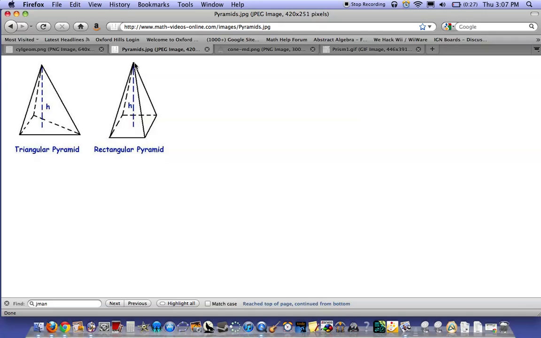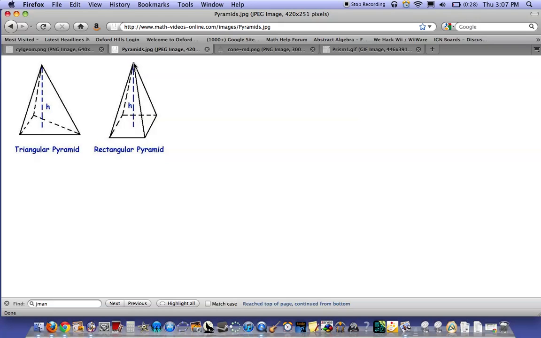So when I say perpendicular, I mean if I drew a line from the center of the base to the point where all the vertices meet, it would be a perfectly straight line. So the point where all the vertices meet is right above the center of the base.